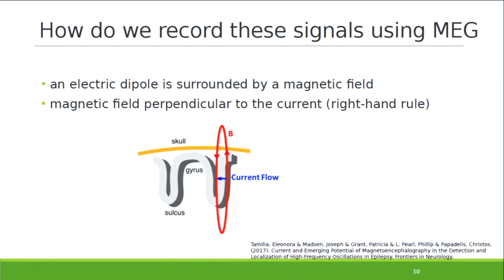Now if we turn to MEG, electricity is always accompanied by magnetism, so every dipole is also surrounded by a magnetic field, which is perpendicular to the current according to the right-hand rule. As you can see here, we have a tangential dipole. Tangential means that it's parallel to the surface.